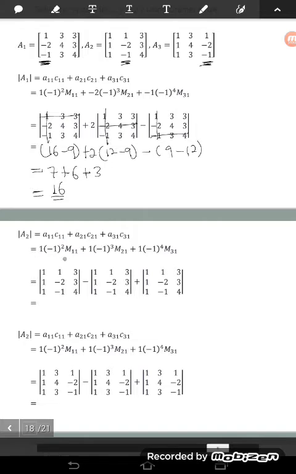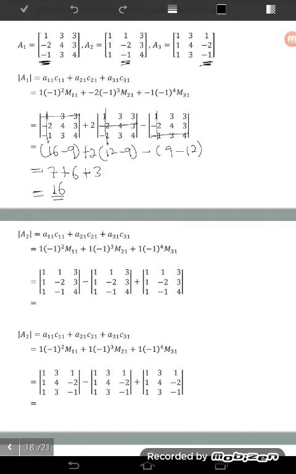Okay, so calculate. So we have 1 times negative 1 power of 2, which is positive 1. 1 times negative 1 power of 3, which is negative. 1 times negative 1 power of 4, which is positive 1. And then M11. So close row number 1, column 1. And here close row number 2, column 1. And here close row number 3, column 1.